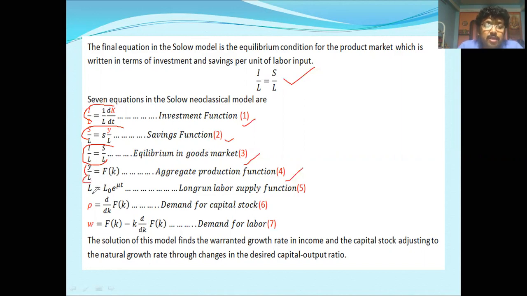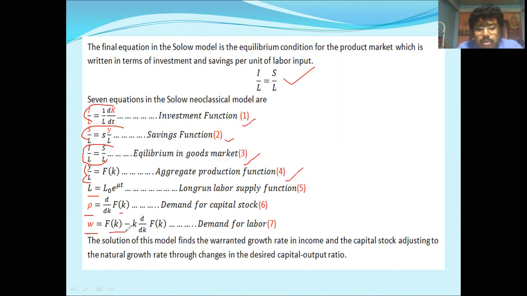Now this is labor equal to L0 e to the power mu t. Mu is the exogenous exponential rate at which the labor force is increasing. And in my Harrod model, you can find it. So it is the long run labor supply function. Now this is the demand for capital. This is the real rate of interest. It has also been proved, and this is also the real wage rate, and this is also proved.